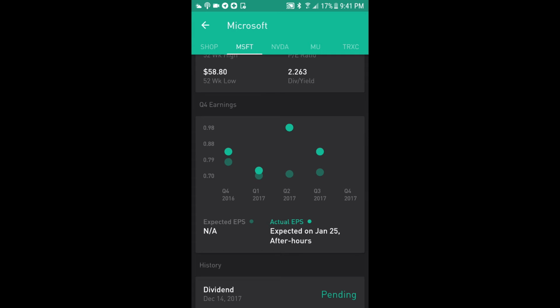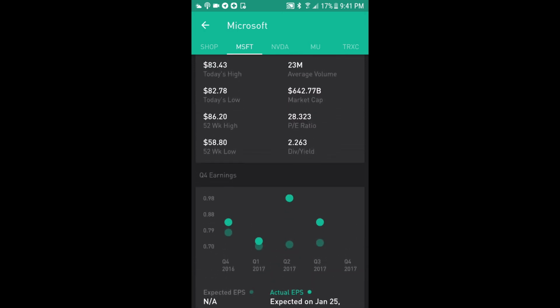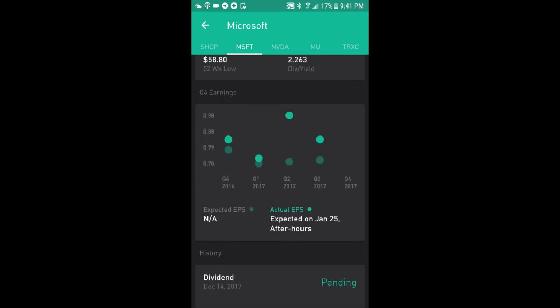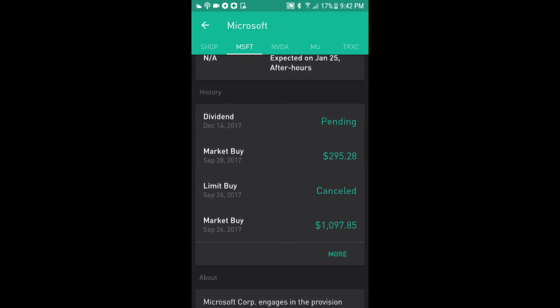Usually a stock price will go up if they beat expected earnings, and usually the stock price will go down if it doesn't beat expected earnings. Some stocks will go down even when they beat it. Some stocks will go up even when they lose it. So it's not a guaranteed way of making money if you play just by quarterly earnings.